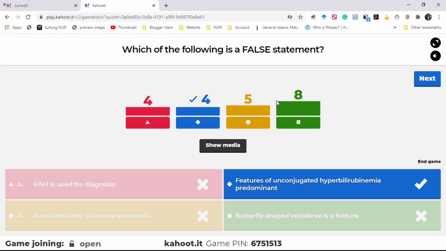So these are actually statements with regards to Alagille syndrome: broad forehead, long prominent nose, hypertelorism, and deep-set eyes. As I mentioned before, it is part of the conjugated hyperbilirubinemias. The problem is that there is bile duct paucity, so conjugation occurs, but the bilirubin cannot be excreted out. The other statements are true. FISH is used for diagnosis of the microdeletion, pulmonary stenosis is true, and butterfly vertebrae is true. Next one.